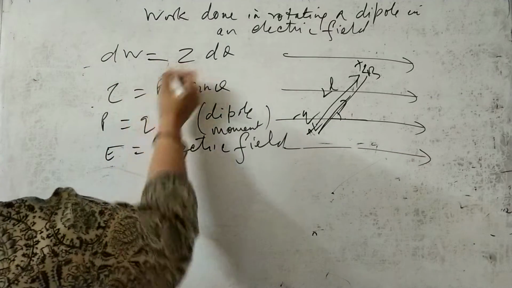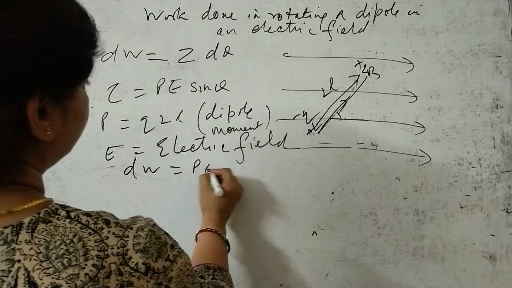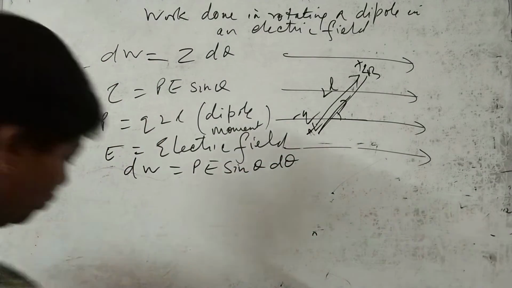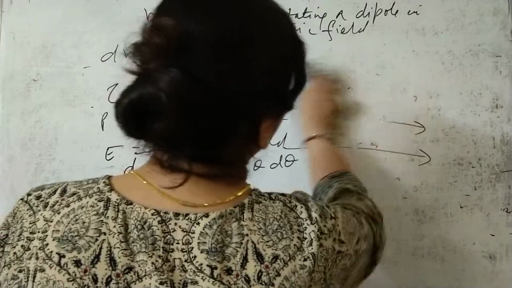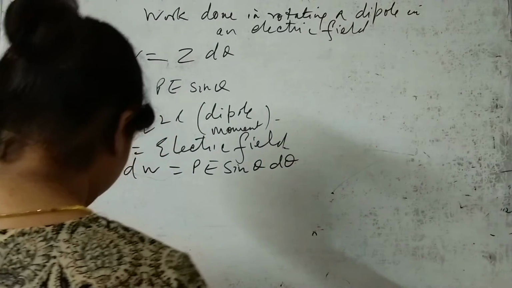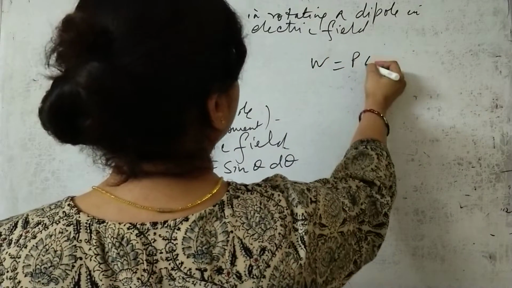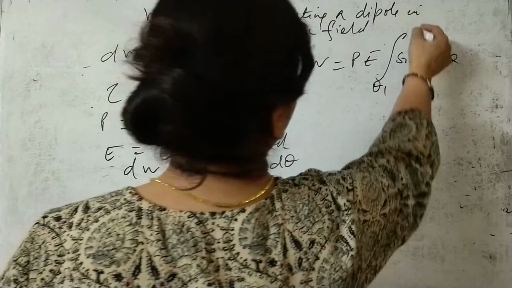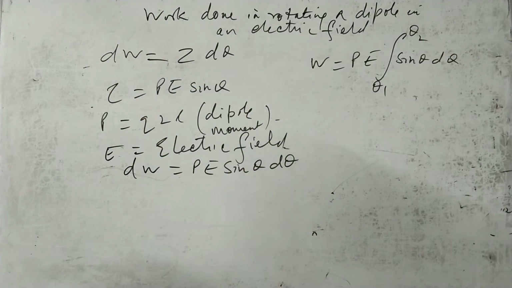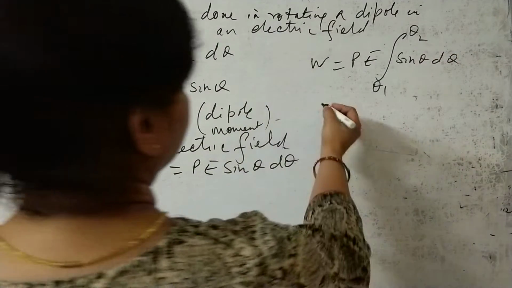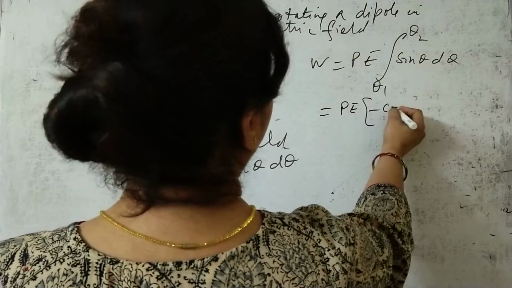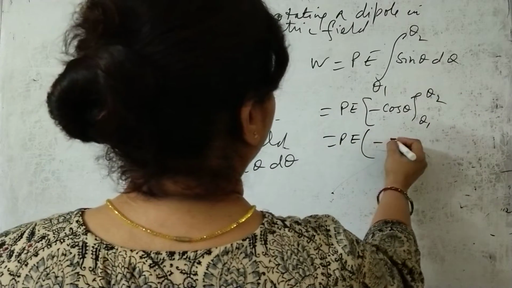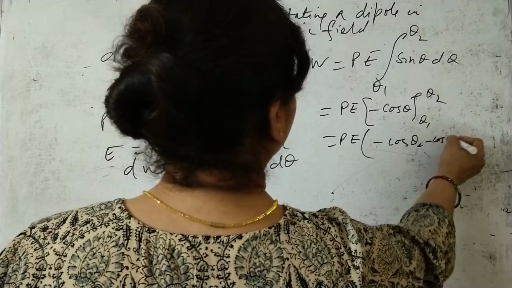Now we have got dW is equals to PE sin theta d theta. We need to find out the total work done. Total work done W is, PE is constant, integration of sin theta d theta. Let us assume the initial position was theta 1 and the final position is theta 2. So we have oriented from theta 1 to theta 2. So this is PE and this is minus cos theta from theta 1 to theta 2. So this becomes PE into minus cos theta 2 minus cos theta 1.